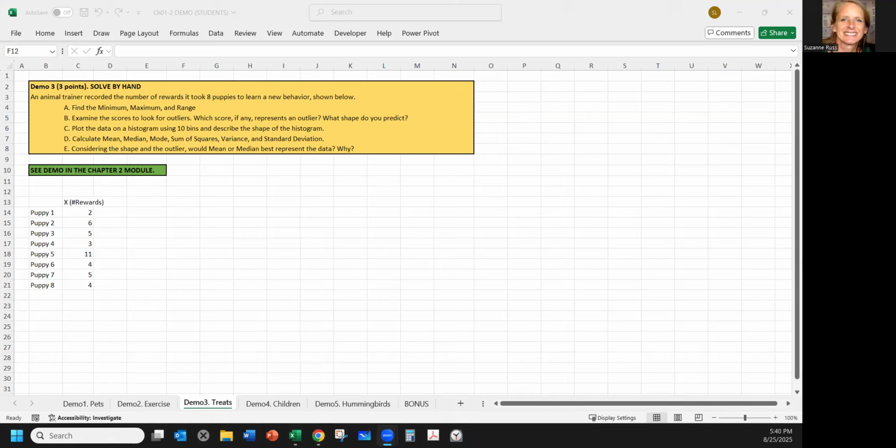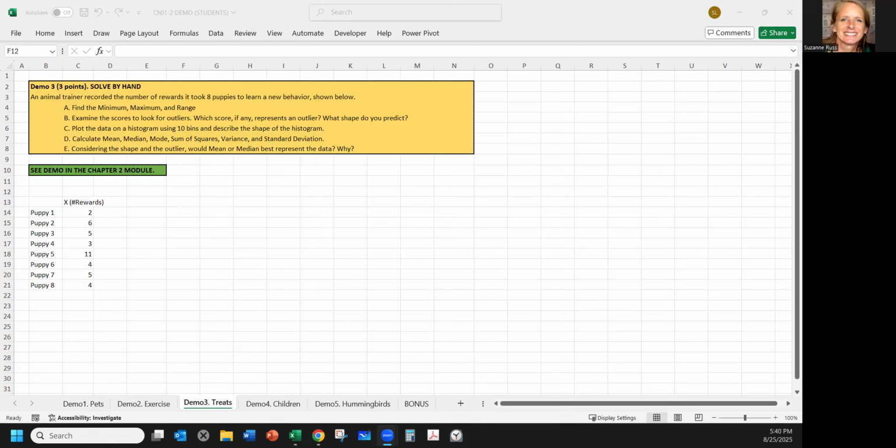We're asked to find the minimum, maximum, and range, examine the scores to look for outliers, identify which score represents an outlier and what shape we predict, then plot the data on a histogram, calculate mean, median, mode, sum of squares, variance, and standard deviation, and then, considering the shape and outlier, determine whether mean or median would best represent the data and explain why.